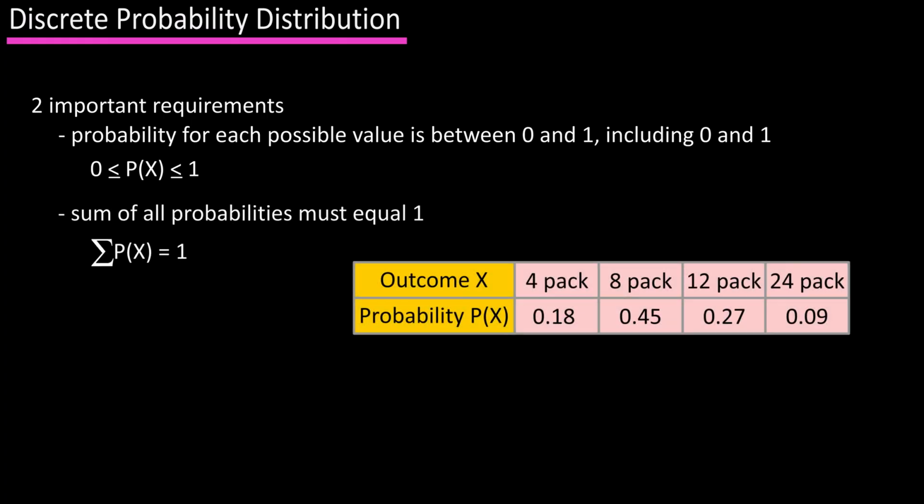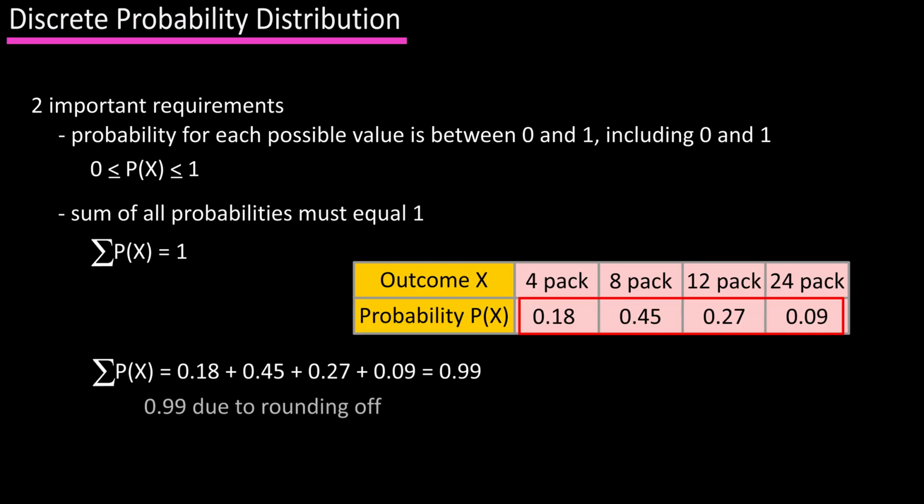So in looking at our probability distribution, all of the probabilities are between 0 and 1, and if we add up all of the probabilities, we get 0.99. But I rounded off, so if I expanded these decimals out, they add up to 1. And again, the 3 most important takeaways from this video is to remember that this graph represents an area equal to 1. Each of the probabilities must be between 0 and 1, including 0 and 1, and the sum of all the probabilities must be equal to 1.